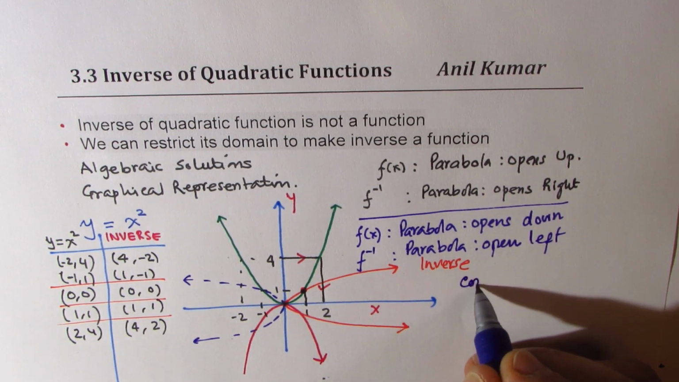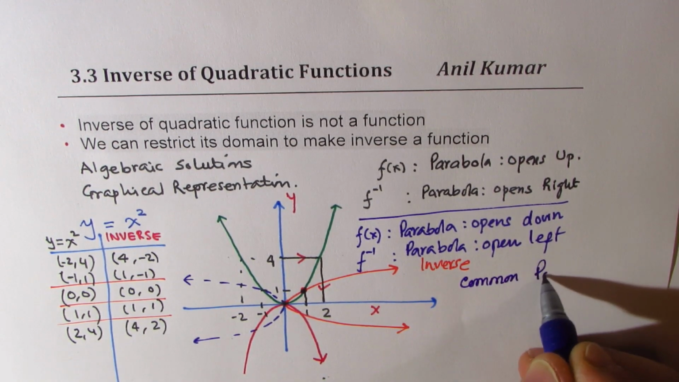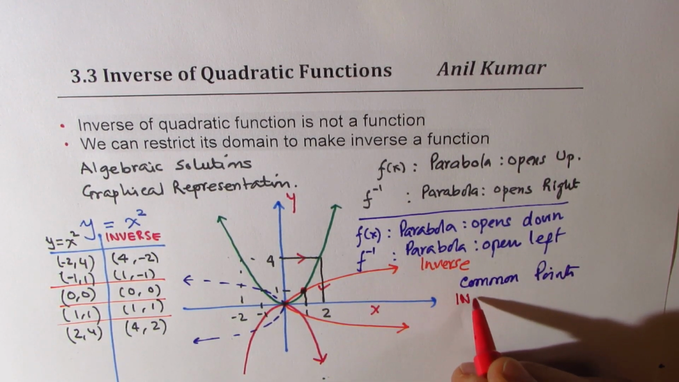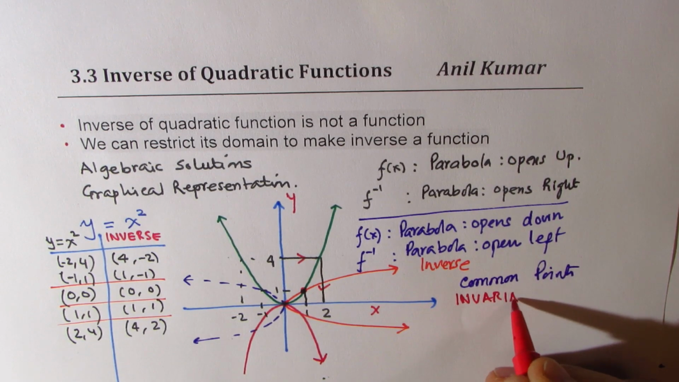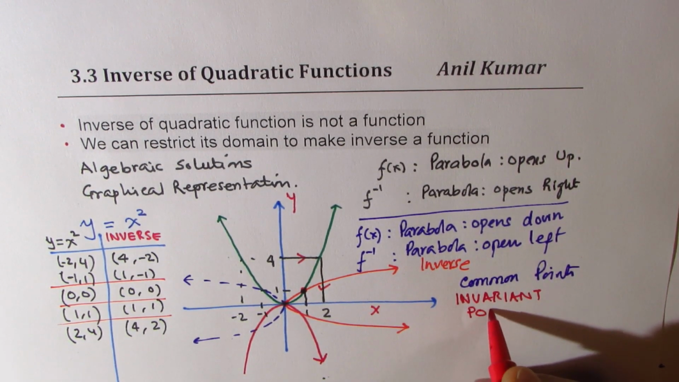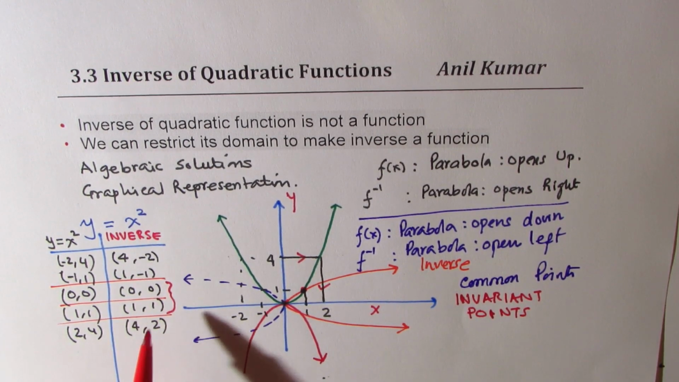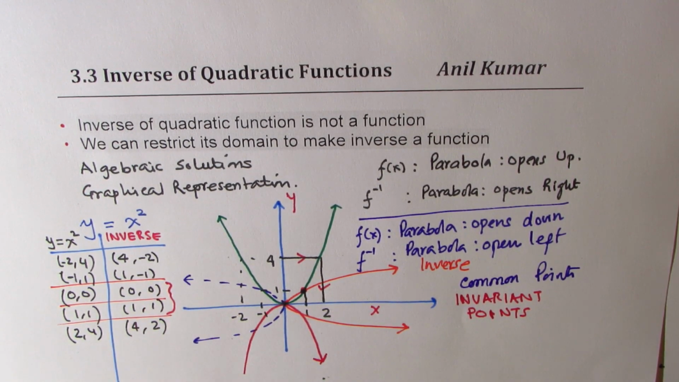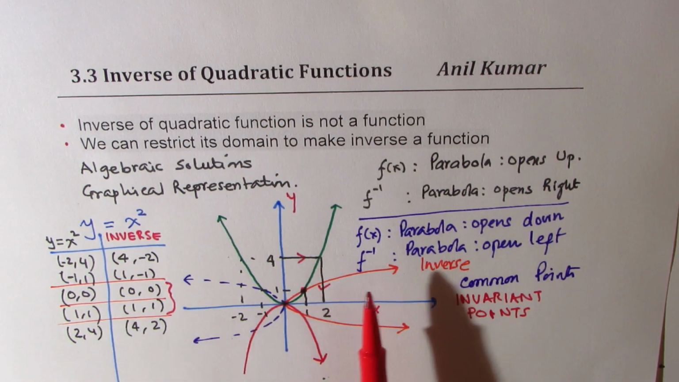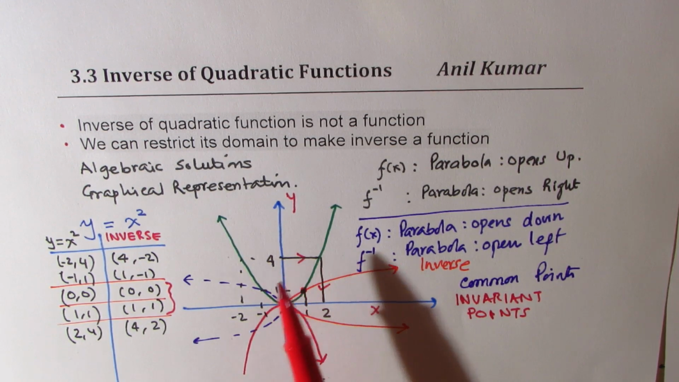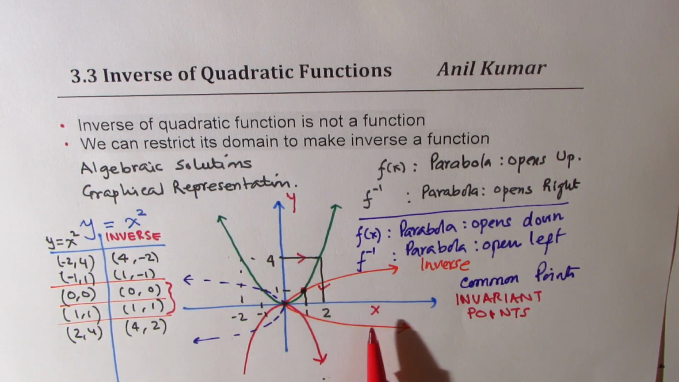So the common points are called invariant points. Invariant. They do not change. For example, these two are invariant points in case of a function. Perfect. So from the parent function, we have learned that inverse function changes the shape towards, rather the direction. Shape remains almost same, but the direction changes.